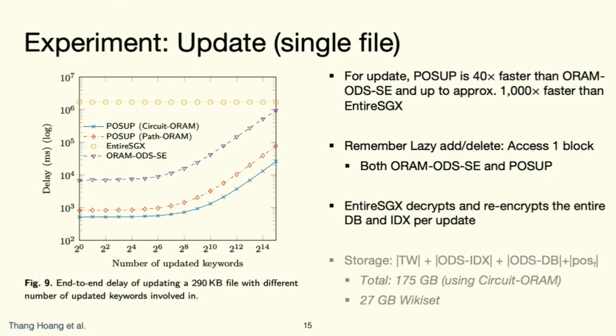So yeah, basically for our storage, for the 27 gigabyte wiki set, our total storage is 170 gigabytes. So obviously there is some storage blowup, but we think it is potentially tolerable for some real life applications.